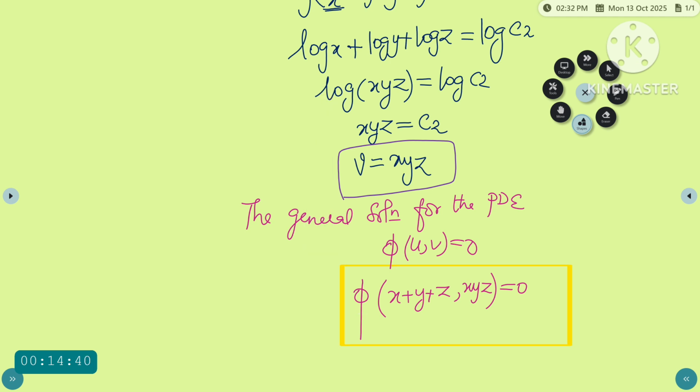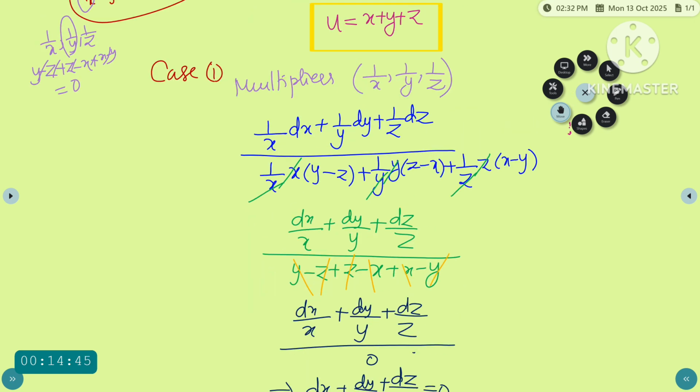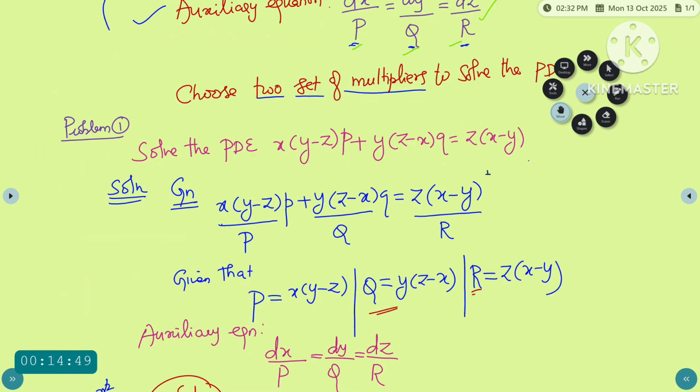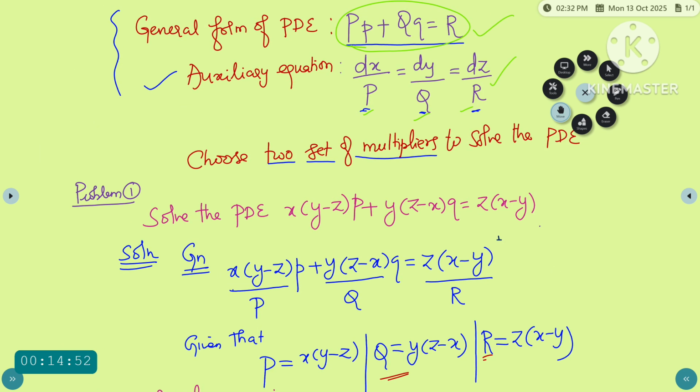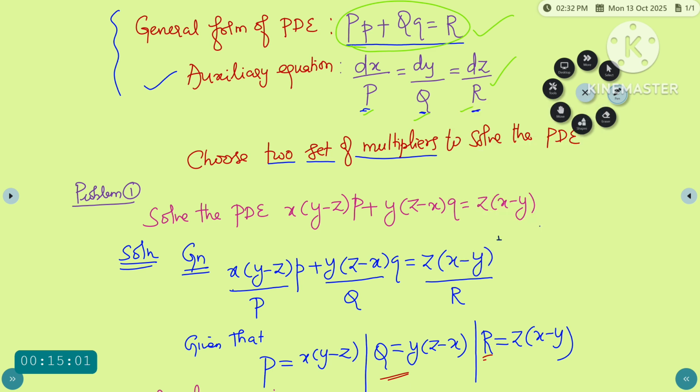Let us summarize this procedure once again. In this class, we discussed the solution of PDE using the Lagrange's multiplier method. For this, we first have to check whether the given equation is in the form of Pp plus Qq equal to R. After that, we write the auxiliary equation as per the given rule: dx by P equal to dy by Q equal to dz by R. And then choose the multipliers.